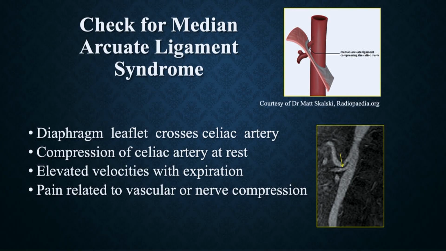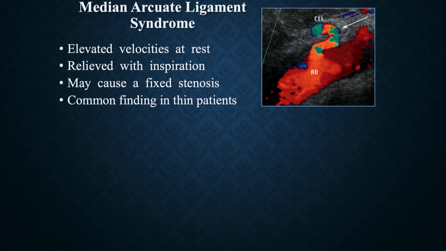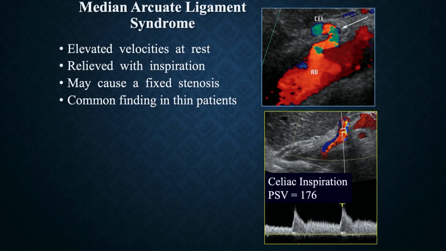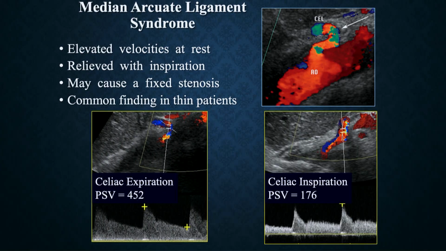And you can see here where the median arcuate ligament will press down and cause a stenosis of that celiac artery. And it's best seen at expiration or in resting. With inspiration, the leaflet comes up, it takes off the compression, so you'll have relatively normal velocity flow in the celiac artery. But if you have the patient take a deep breath out and look again, you will see this sort of fish hook appearance where the celiac artery is tugged down, and you will get relatively high velocities with expiration. So you can see here, inspiration is only 170, expiration is over 400.